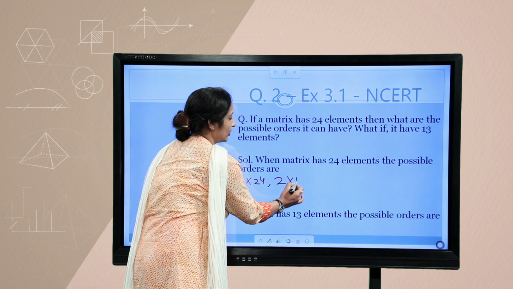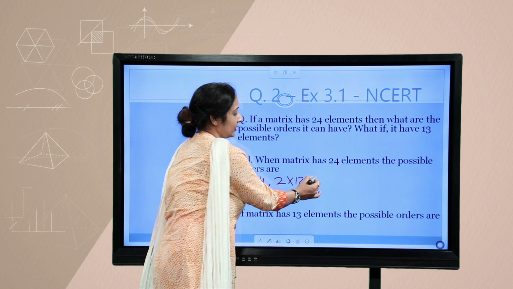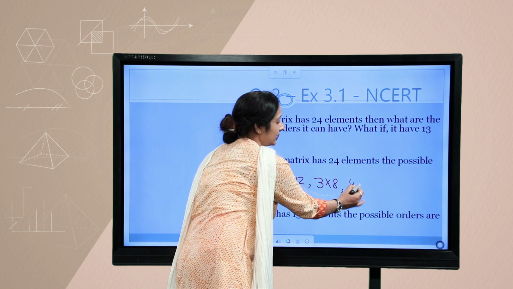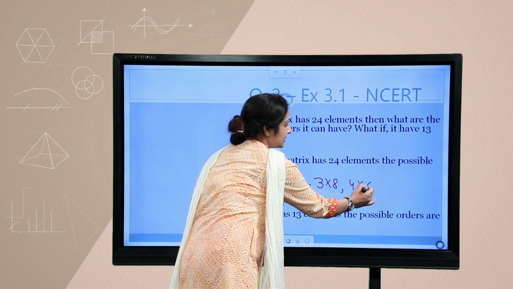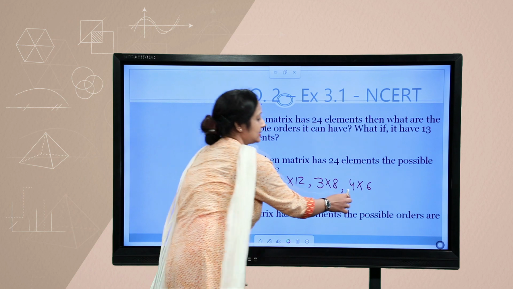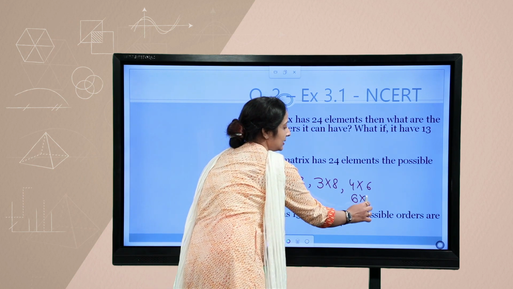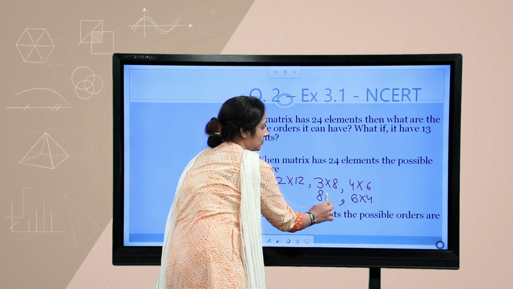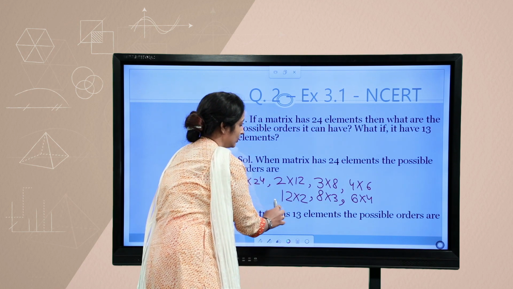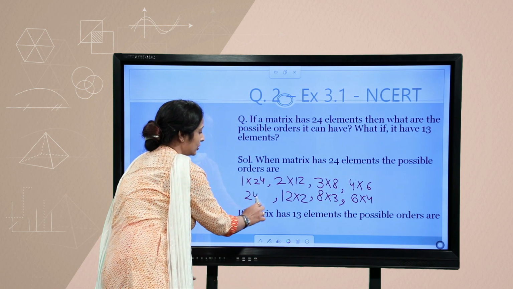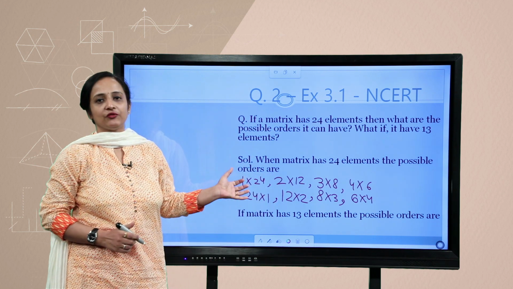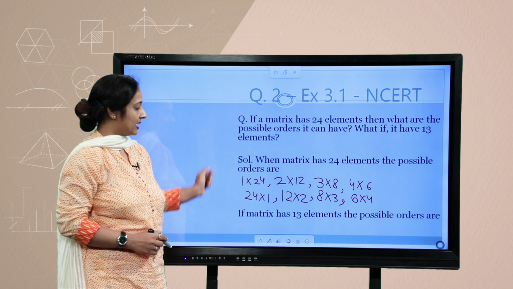2 by 12. Then we can have 3 by 8. Then we can have 4 by 6. After that, you can reverse the order of the numbers like this: 8 by 3, 12 by 2, 24 by 1. So these will be 8 different orders possible for this matrix.